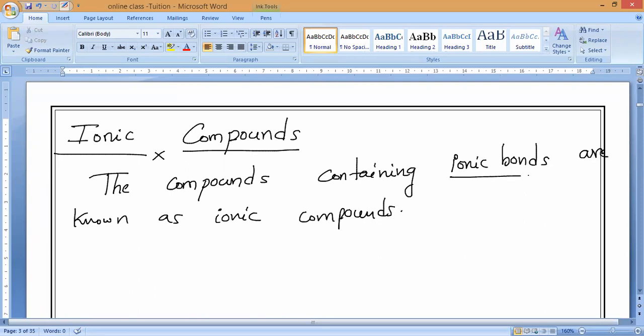So what do you mean by ionic bonds, Dilipan? Dilipan will say, others will be silent. So respond to me please, Dilipan. If not, you leave the meeting. I don't want to see the faces of those who are not speaking. So you get out, no issues. I don't have any objections.